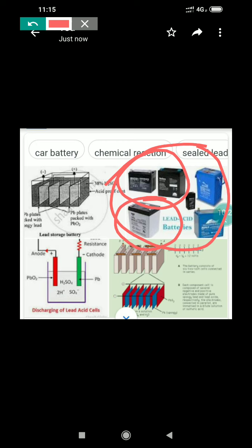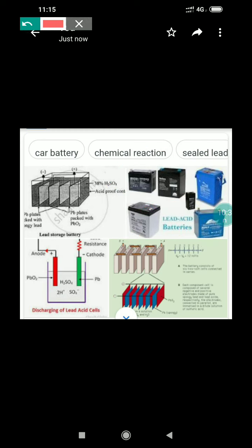Now, in addition to this, there is another and most useful cell, that is the nickel cadmium cell, also called the NiCad storage cell. Here there is one just like this. This is called a NiCad storage cell. The nickel cadmium cell is a secondary dry cell. In other words, it is a dry cell that can be recharged.